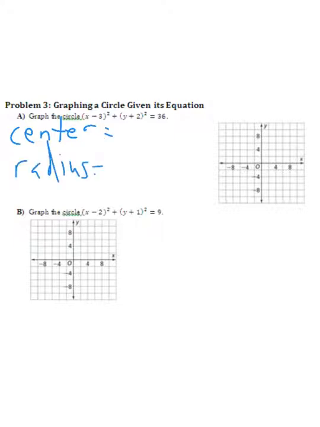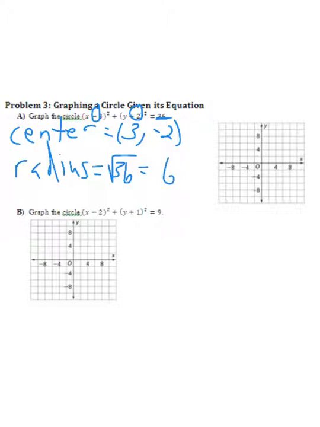Okay, so the center again comes from inside the two parentheses. If I have a minus 3 with my x, that means the x coordinate of my center is a positive 3. Remember, those are always opposite of each other. If I have a plus 2 with the y, that means my center is at negative 2. With the radius, I take what it is equal to, 36. The square root of 36 would give me my radius of 6.